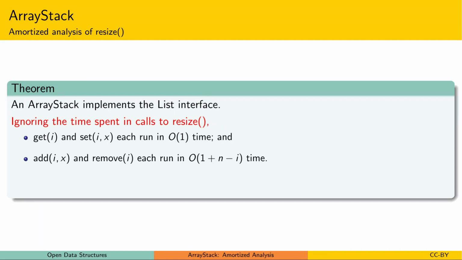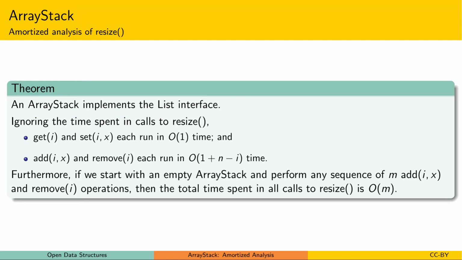We'll do this using a technique called amortized analysis, in which we'll study the running time of a whole sequence of operations. For an ArrayStack, this means that we'll study the total time spent resizing when we start with an empty ArrayStack and perform a sequence of M add and remove operations. In particular, we'll show that the total time spent in calls to the resize function is only proportional to M. Although the cost of resizing varies from one add or remove operation to the next, this result tells us that the average or amortized cost of resizing is only constant.